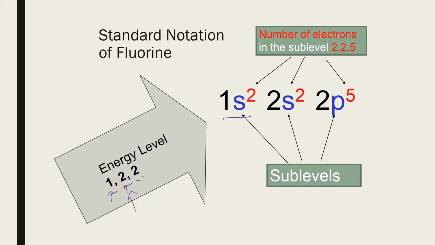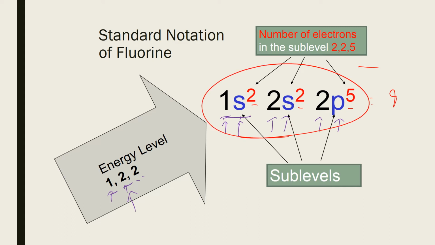Okay, so 1 only has one subshell. The letters in blue represent the subshell. So we have 1s, which means the first energy level, and the s subshell. Second energy level, s subshell. Second energy level, p subshell. And the numbers here in red, these are the number of electrons that are in there. This is for fluorine. Fluorine has 9 electrons, and you can see that because 2 plus 2 plus 5 equals 9. Fluorine's got 9 electrons. This is the code for how we write out where those 9 electrons are.